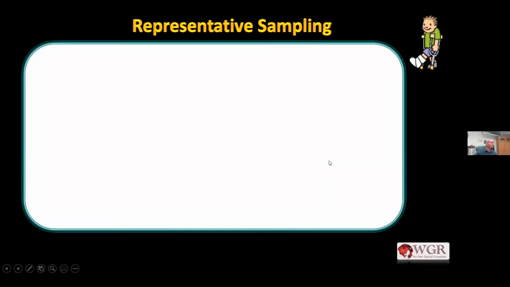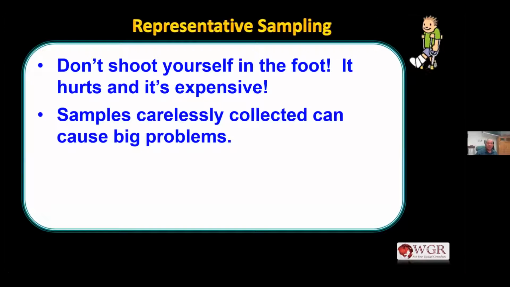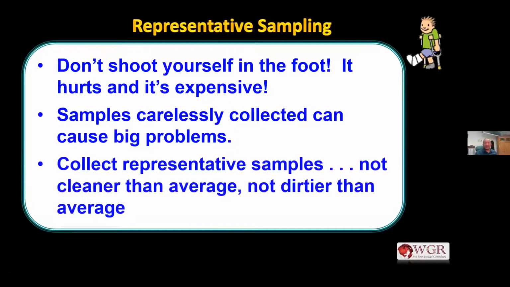All right. First, you don't want to shoot yourself in the foot. It can be expensive. If you sample carelessly, or if you don't collect a representative sample, it can cause issues. For example, many times people will grab samples from the wrong location. They think it's an outfall when it turns out it's not.